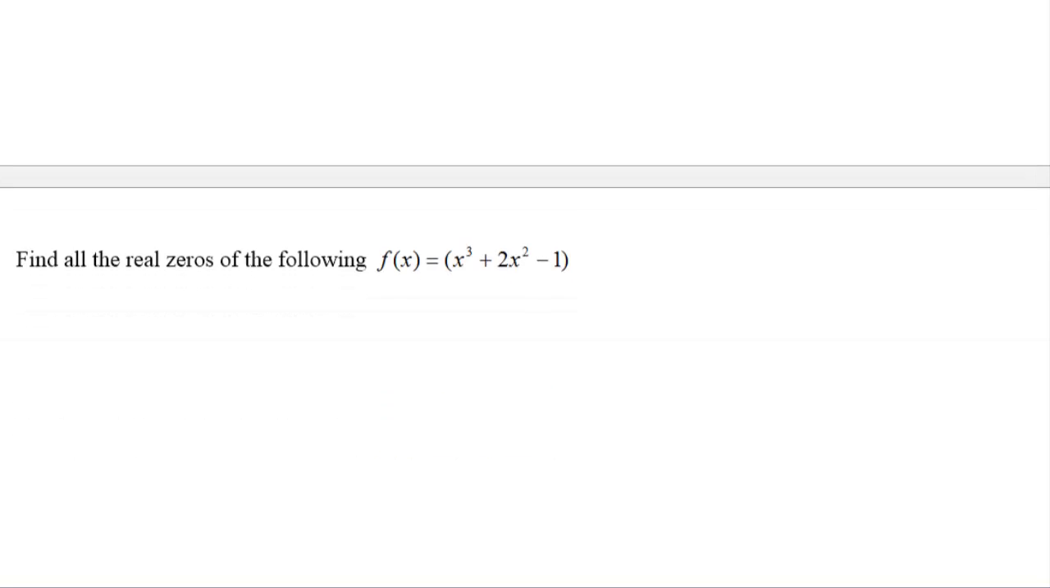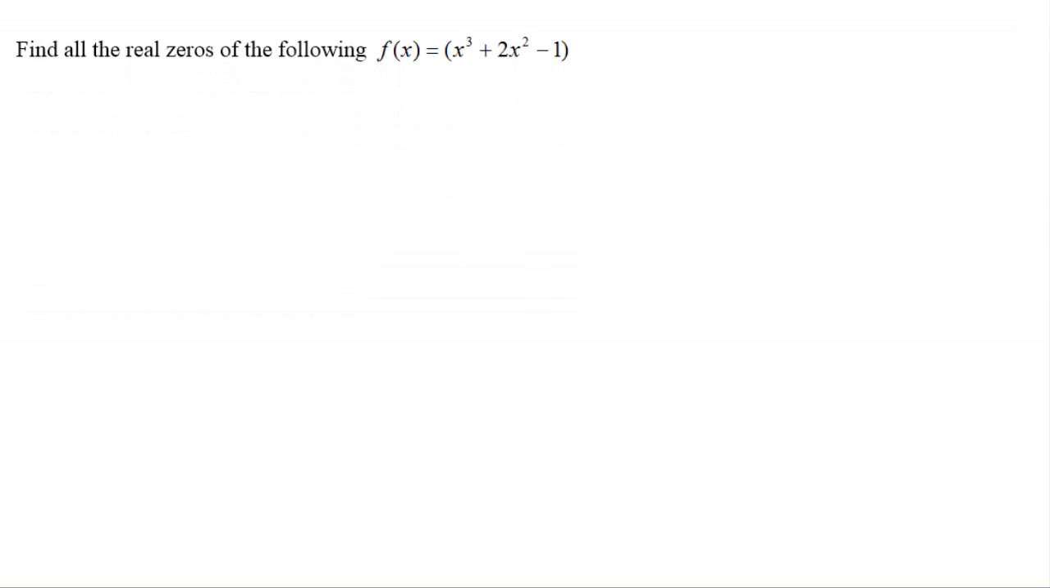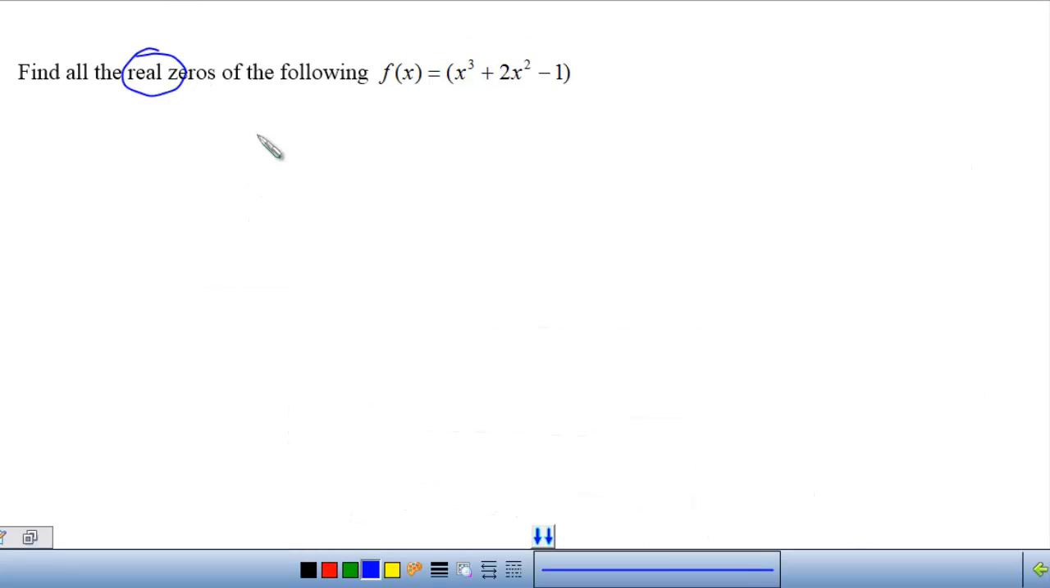And let's look at the final example here. Find all of the real zeros. I see it's a 3rd degree, so there's potentially 3. Identify p, the constant, and q, the coefficient. So p is just 1. Q is also 1. Therefore, it must be plus or minus 1.